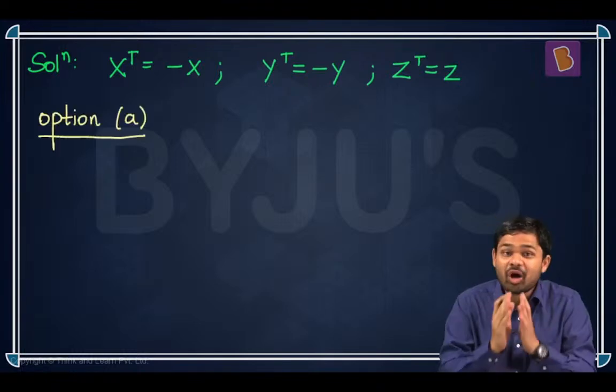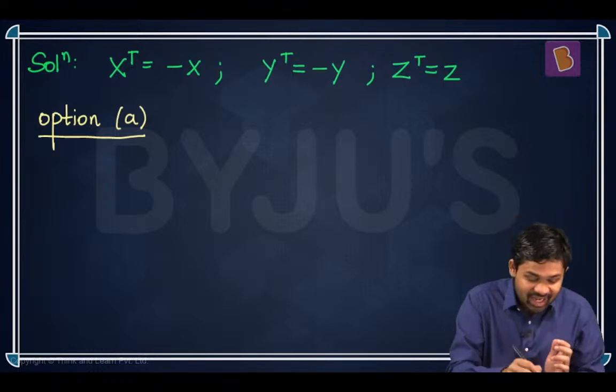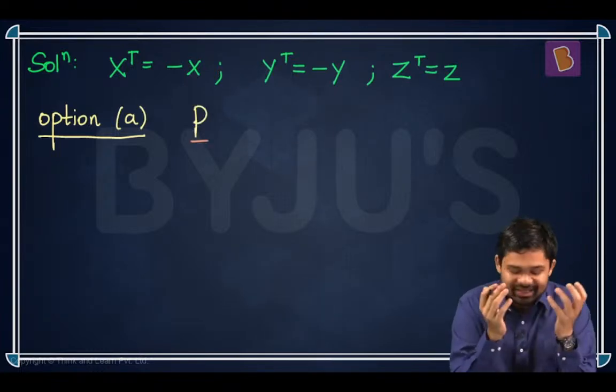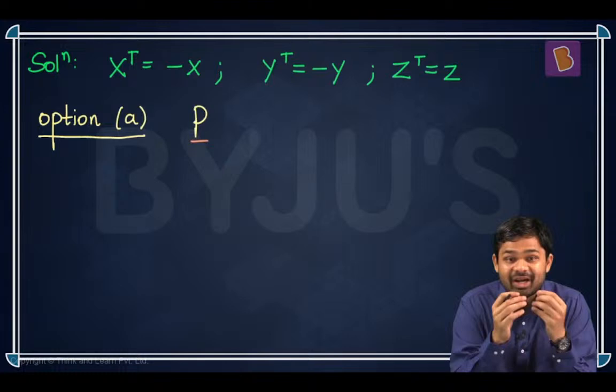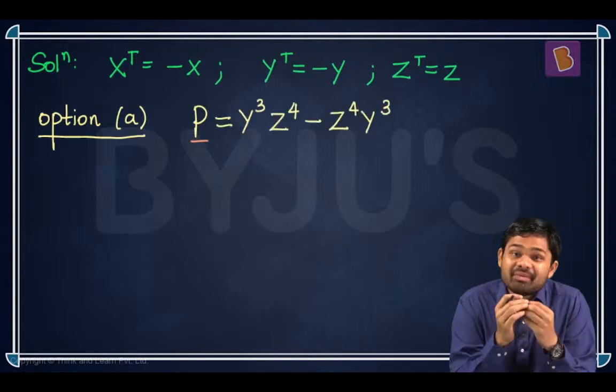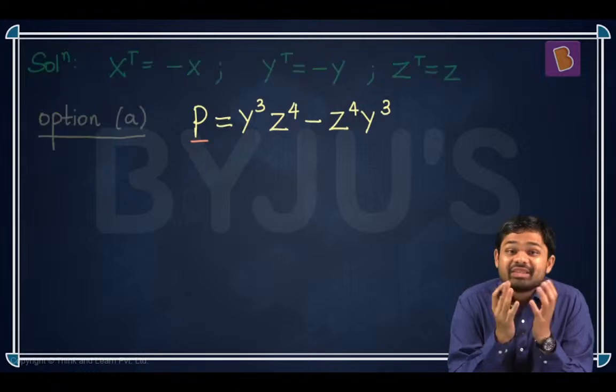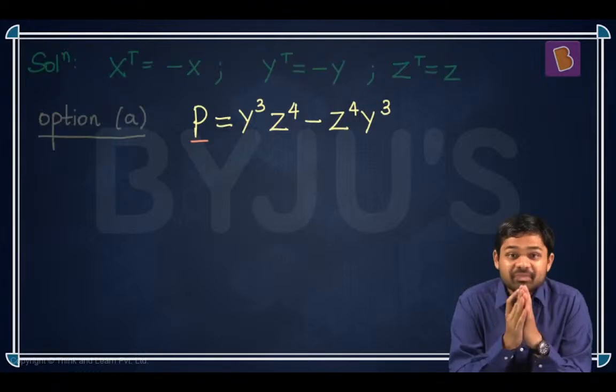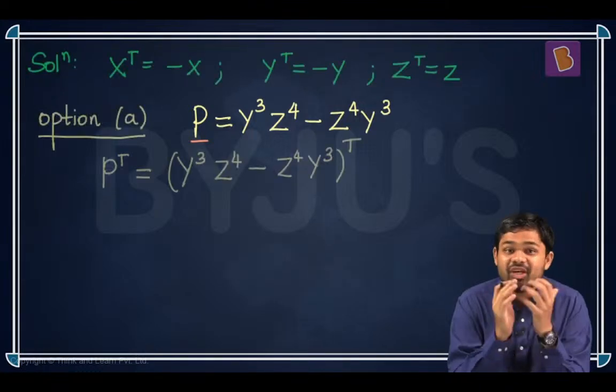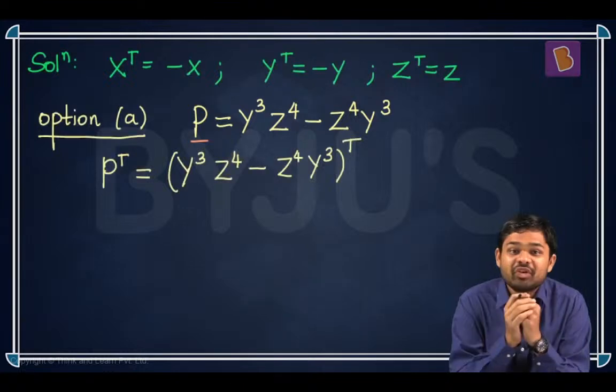In option A, they've given us a matrix, and I'm going to call this matrix P. This is nothing but Y cube Z raised to 4 minus Z raised to 4 Y cube. We are asked to check the nature of this particular matrix. So let's take the transpose of it. So P transpose is the transpose of this given matrix.